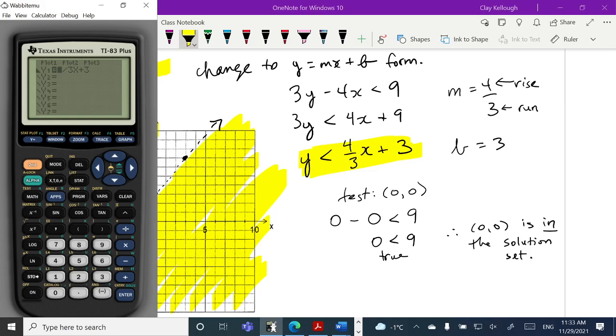On the fancier calculators, you can put a greater than or less than, and it'll know whether it wants to make a solid or a dotted line. But right now, this is good enough. There, you can see the graph. All done. Okay, so that's the TI.